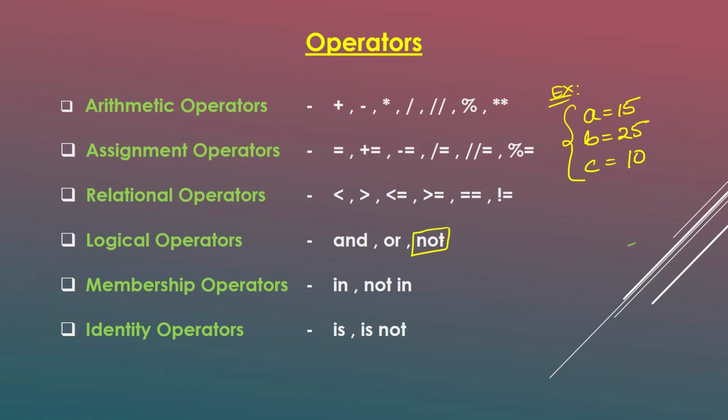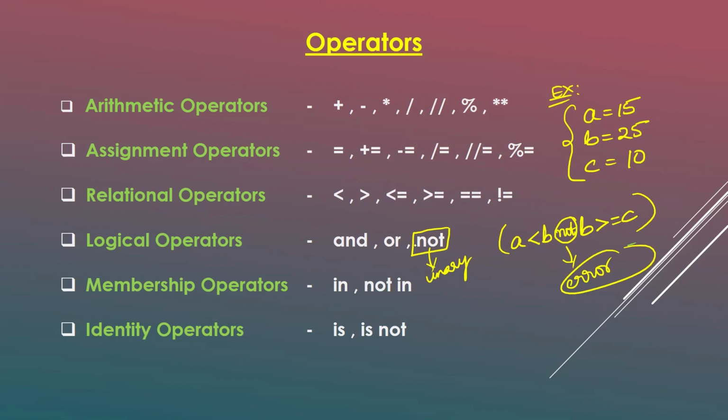The NOT operator cannot combine conditions into a single condition because it is a unary operator. Suppose I have two conditions like A is less than B, B is greater than or equal to C. If I keep a NOT operator between these two conditions, the output will be an error. It will not combine.